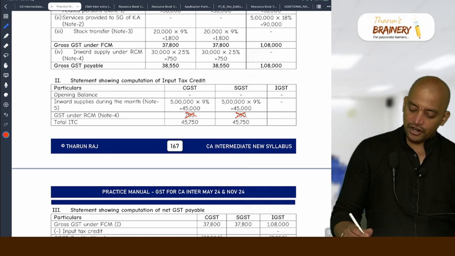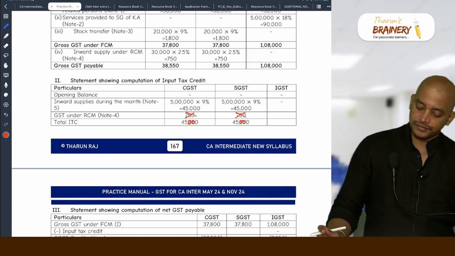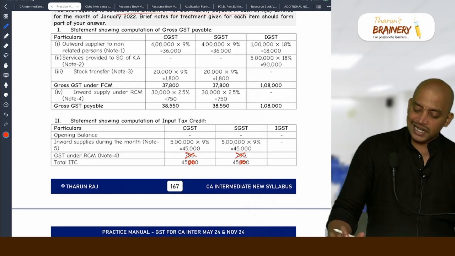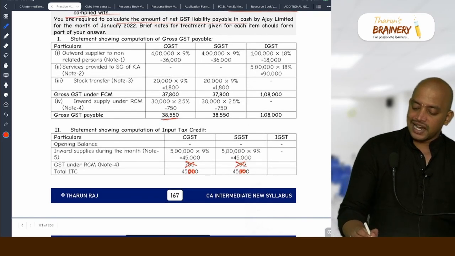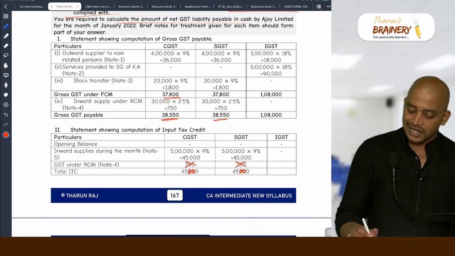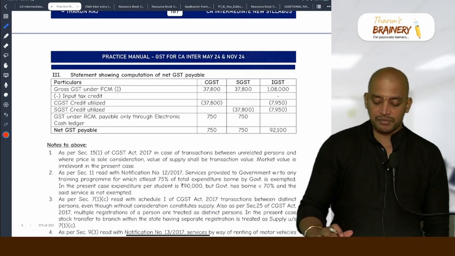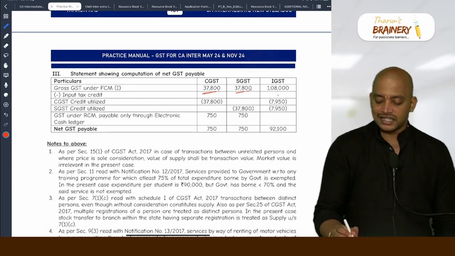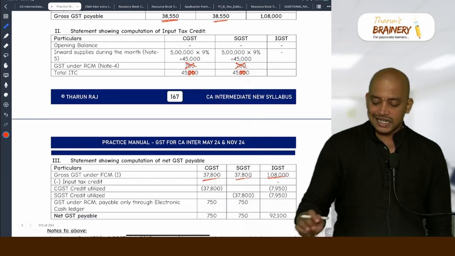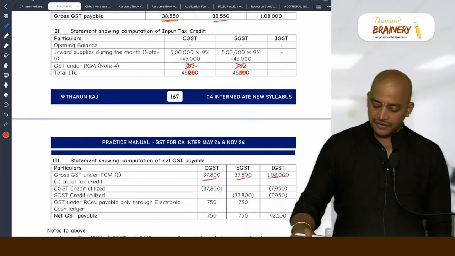So it will be only 45,000. And what is the net GST payable? 38,550, one second, 37,800, and 1,08,000 RCM liability. 37,800, 37,800, 1,08,000 RCM. Now CGST credit is 45,000, so 45,000 we will use 37,800.